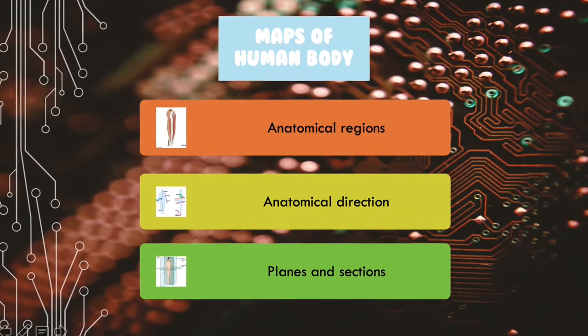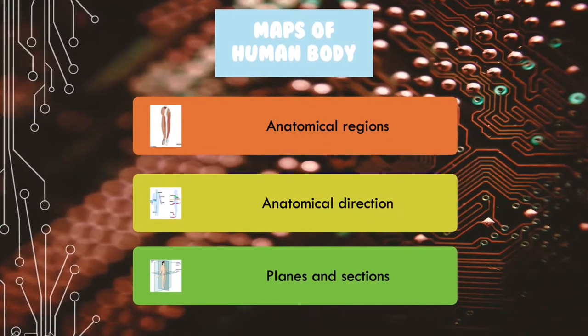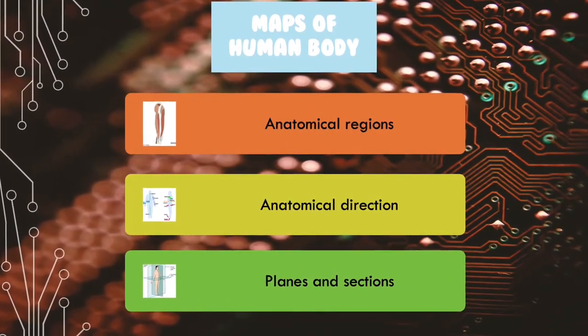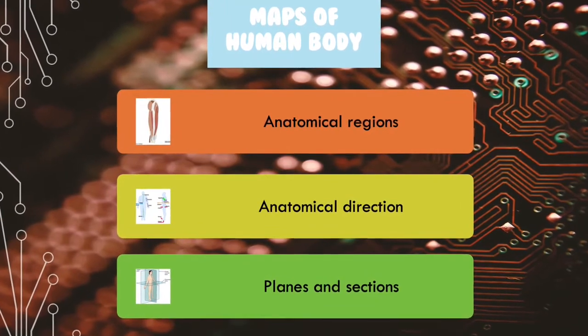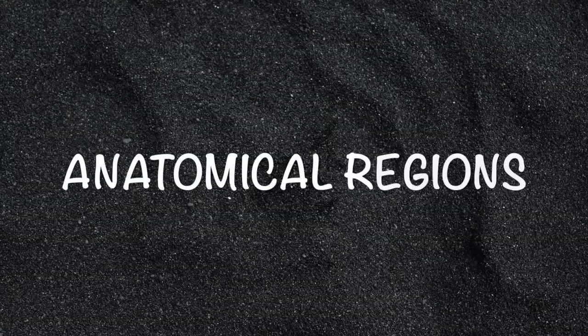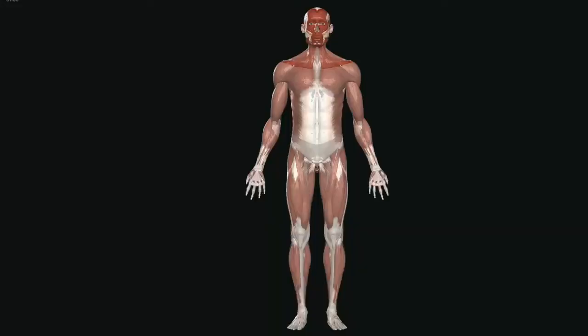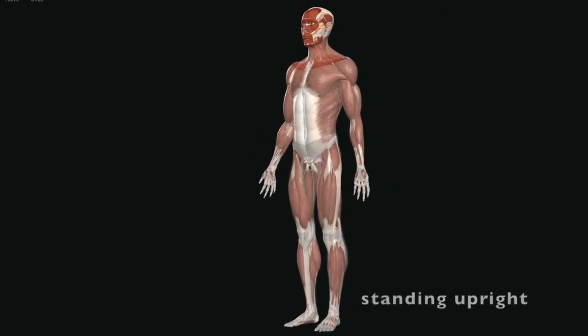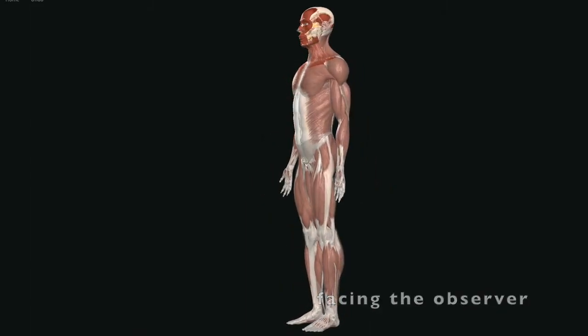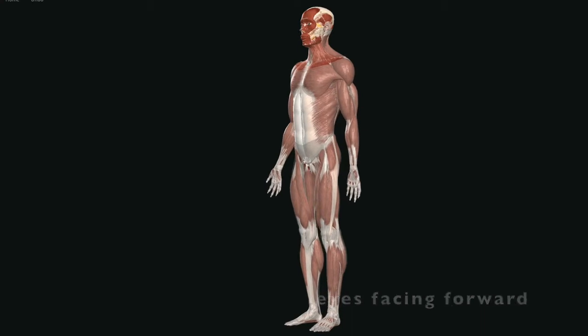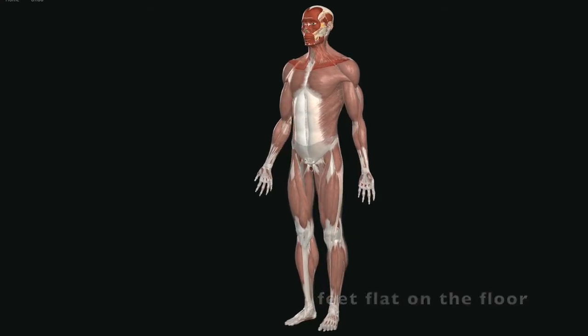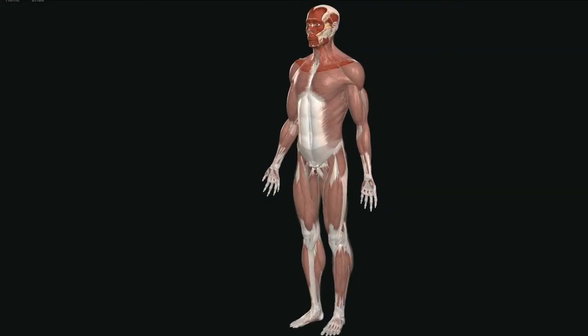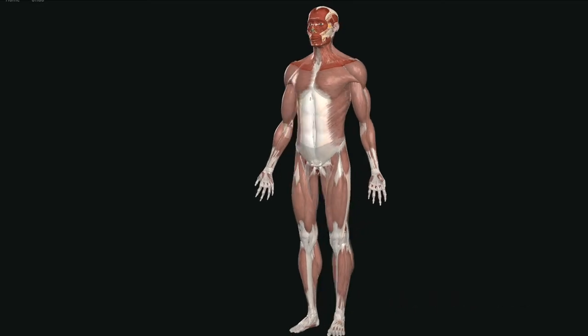Maps of the human body, also known as regional surface anatomy, consist of three parts, which are anatomical region, anatomical direction, and planes and sections. Alright, this video shows you an anatomical standing position. Look at his body. He's standing upright, facing the observer, both of his eyes facing forward, feet flat on the floor, both arms on the side with palms turned forward.